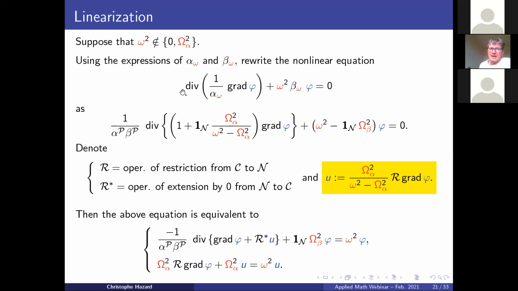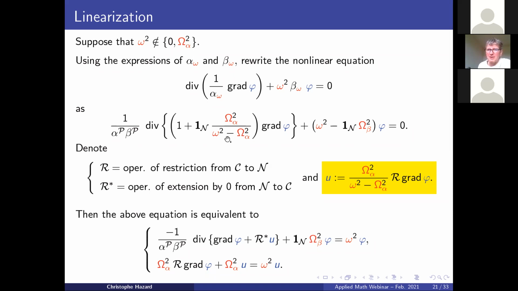In that case, I just replace alpha omega and beta omega by the explicit expression, and I obtain this new equation here, which is written simply the same as before, but more explicitly. You see that omega appears here and here. In this equation, 1n is simply the indicator function of n, which is equal to 1 in n and 0 in p. And so the nonlinearity in that case is due to this ratio here.